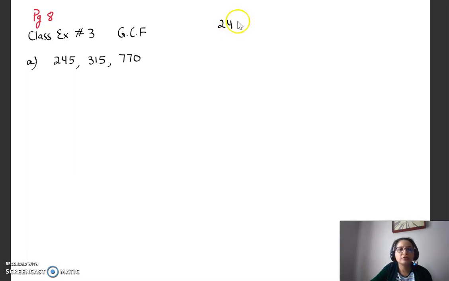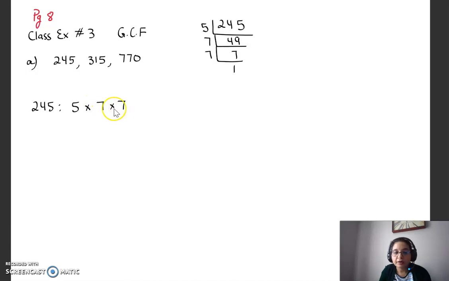So with 245, I know because it ends with a 5, this can be divided by 5. When I divide by 5, it becomes 49, and that can be divided by 7, and that works out great because now my prime factors for 245 are 5, 7, and 7. And it's okay if it's taking you a little bit longer, and it's okay if you're using a calculator to do the division. That's perfectly fine.